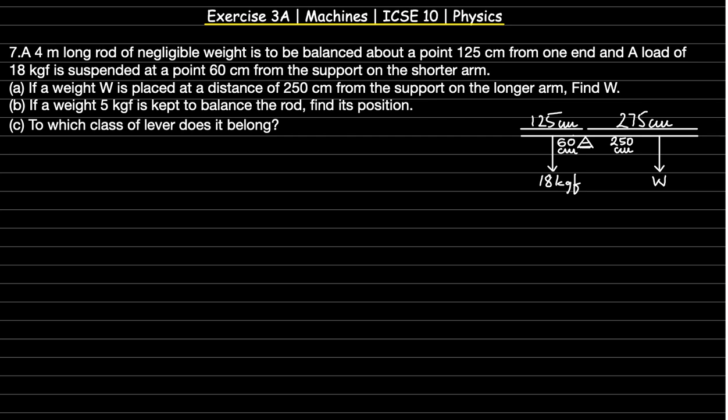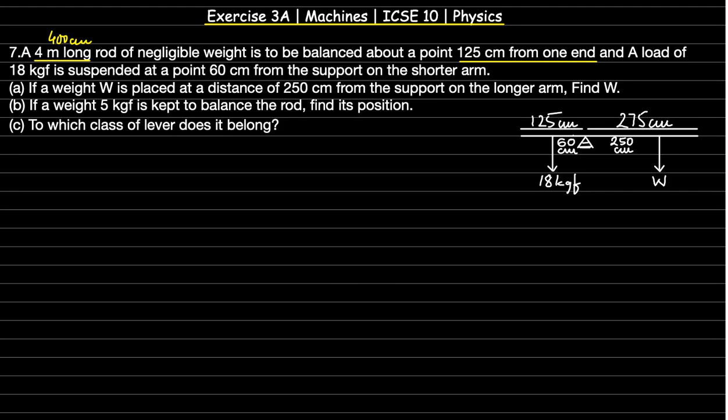Starting with the 7th question. A 4-meter long rod, so the total length is 4 meter. So 4 meter can be written as 400 centimeters, of negligible weight, that means we are not supposed to consider the weight of the scale, is to be balanced about a point 125 centimeter from one end. So it has to be balanced at a point 125 centimeter from one end.